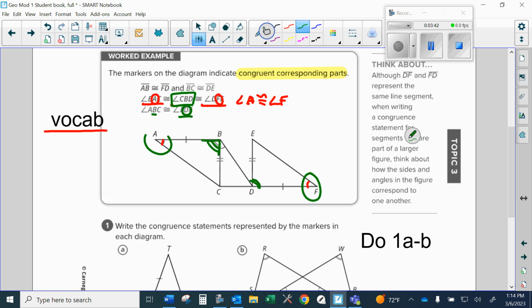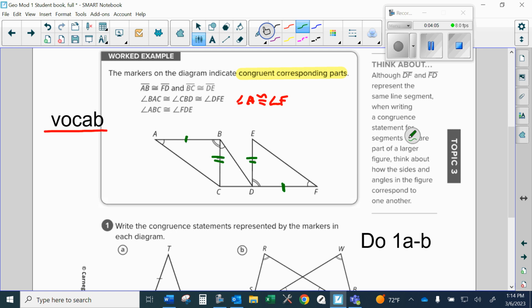So that's for angles: we use arcs to show which ones are congruent. For sides, we use hash marks. So one hash mark there, one hash mark there means those 2 sides are congruent. AB is congruent to FD. And then here we have 2 hash marks and 2 hash marks. So those are congruent: BC to DE.